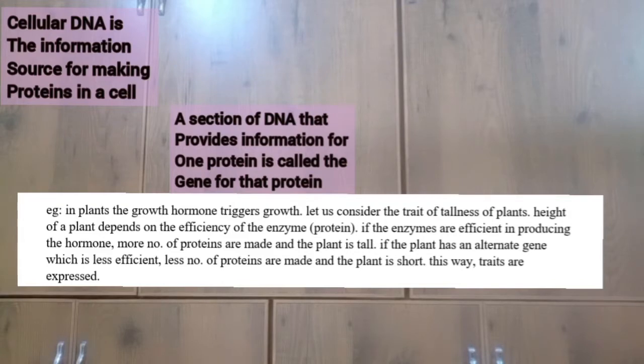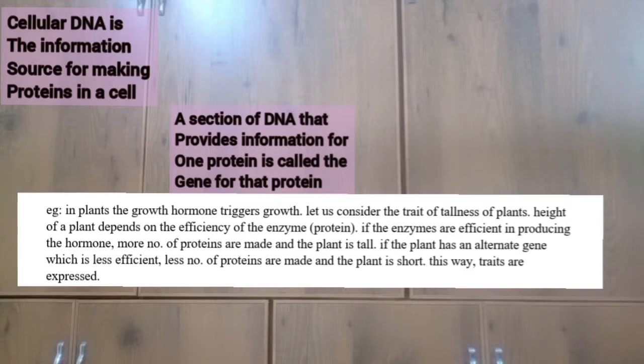We know that plants have hormones that can trigger growth, and plant height can thus depend on the amount of a particular plant hormone. We have already studied auxins and gibberellins in the chapter Control and Coordination. The amount of the plant hormone made will depend on the efficiency of the process for making it. Let us consider an enzyme that is important for this process.